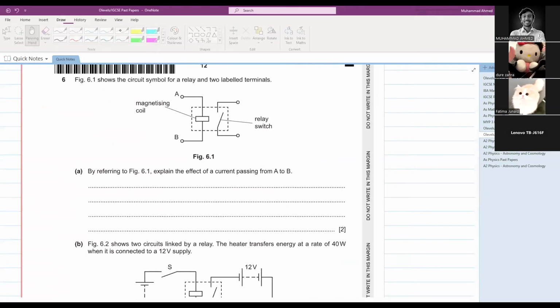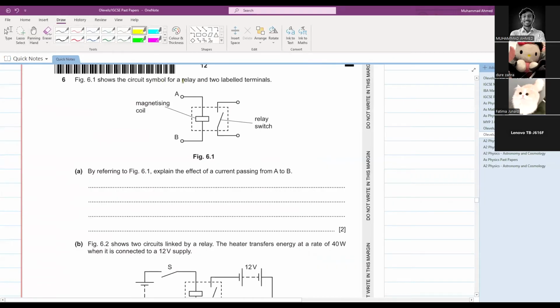Let's see this. Figure 6.1 shows the circuit symbol for a relay and two labeled terminals. So you have a relay and two labeled terminals, perfect. By referring to figure 6.1, explain the effect of current passing from A to B. What will be the effect of current passing from A to B? Any idea? If the current passes from A to B, what will happen?